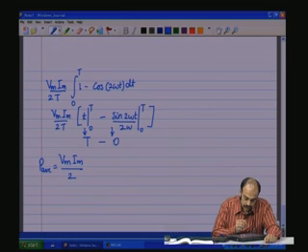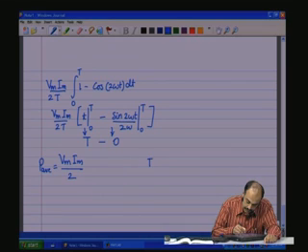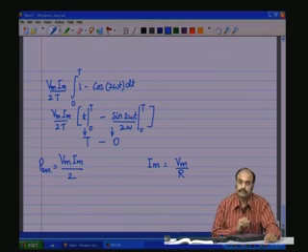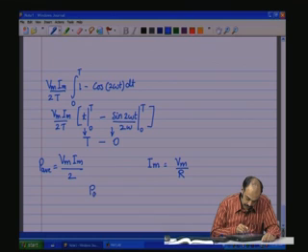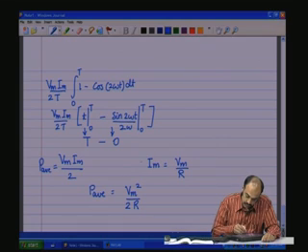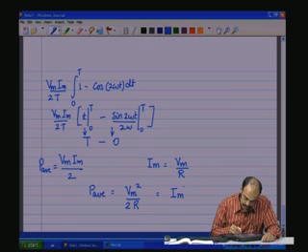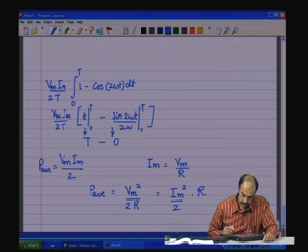Now, we know that Im is equal to Vm by R. So, which means P average is equal to Vm square by 2R, or substituting the other way, which is also equal to Im square by 2 into R.